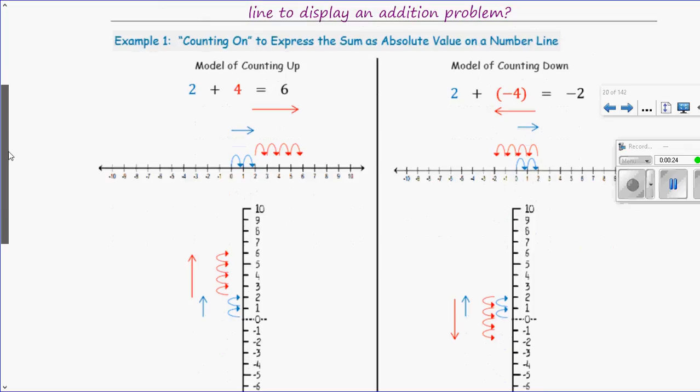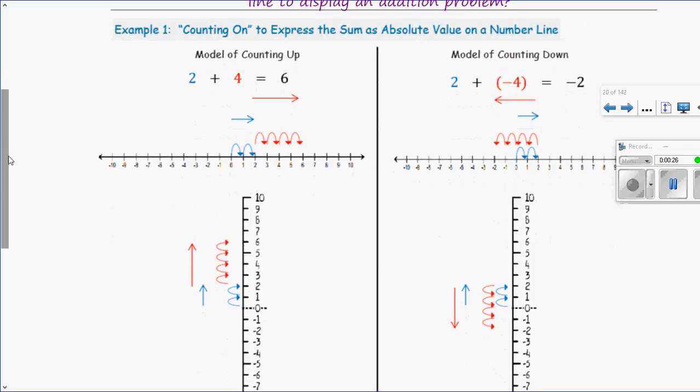If we are counting up, we want to start here with 2 plus 4. We know on the horizontal number line that we start at positive 2, or we move 2 places to the right to positive 2. Then we have a plus 4, so we want to move 1, 2, 3, 4 more to the right because it's another positive number, and we landed on positive 6.